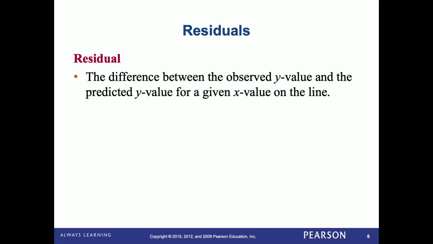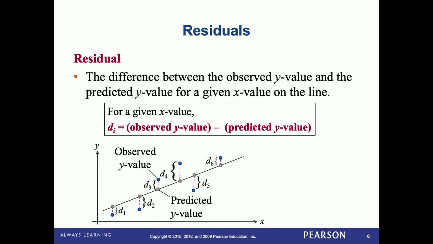A residual. The difference between the observed y value and the predicted y value for a given x value on the line. It's a definition. You should know that. So a residual, d sub i, is the observed value minus predicted value. So you have to have the line first, right? So you have to come up with this equation.